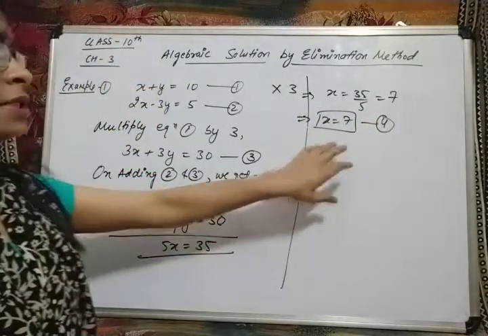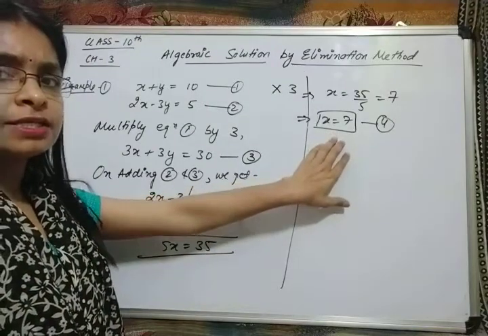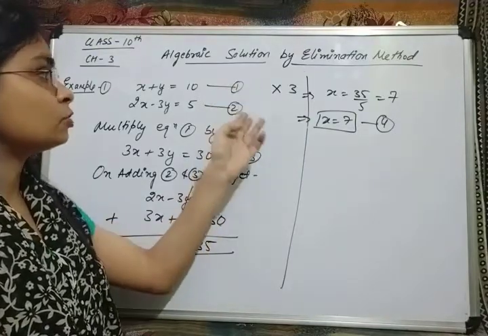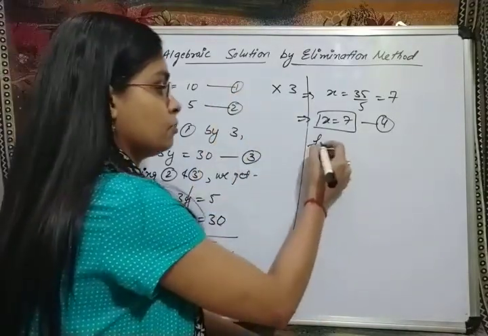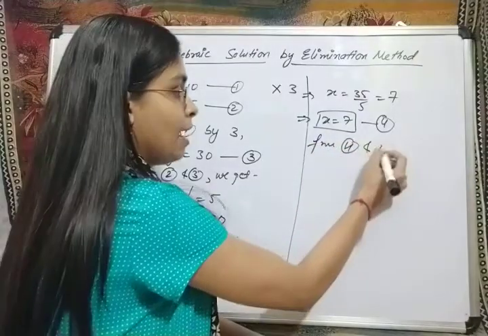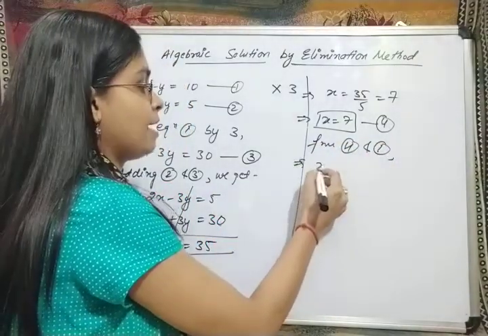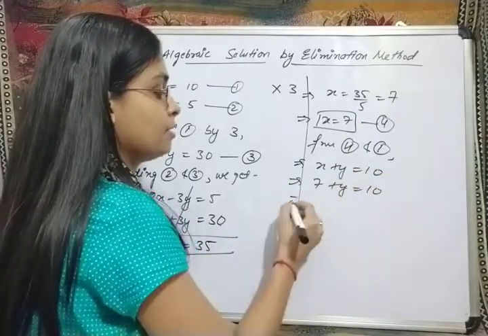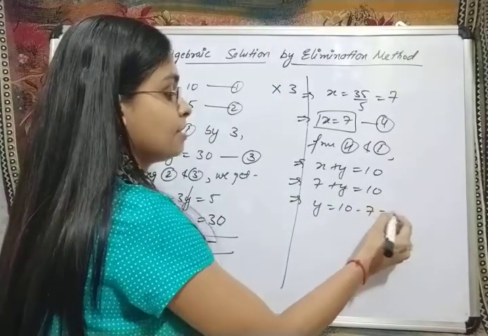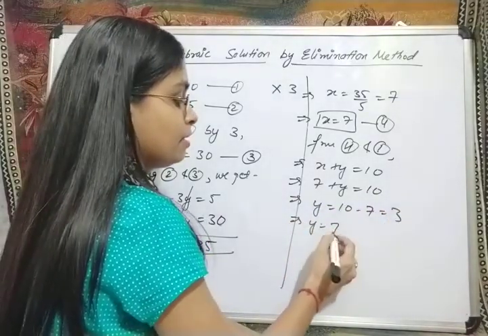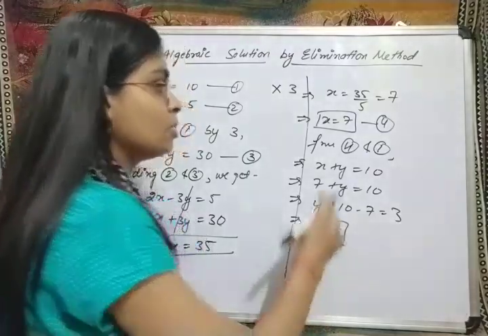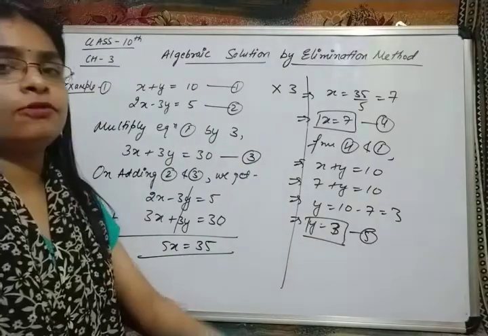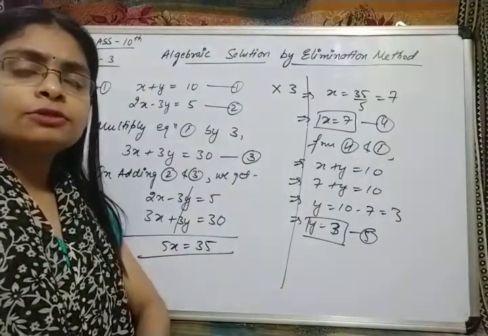Now we have got the value of x. Just put this value of x in any of the equations, either 1 or 2. So we are going to put it in equation 1. So from fourth and first, this is x plus y is equal to 10. So x is 7, plus y is equal to 10. So y is equal to 10 minus 7, that is 3. So what we have got? y is equal to 3. So x is equal to 7 and y is equal to 3 is the solution of this pair of linear equations.